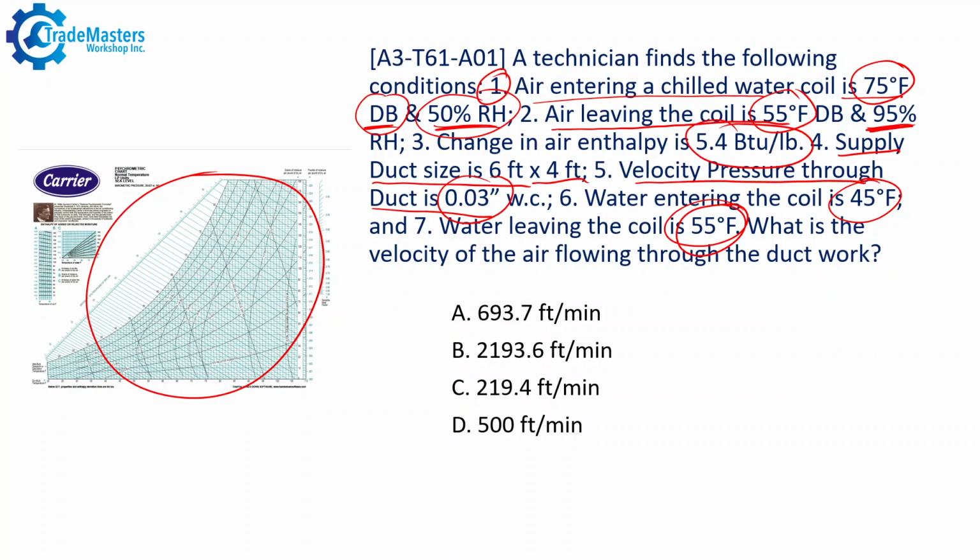So we have a series of questions based on these conditions of air moving across a chilled water coil. Let's think big picture. We know that the air is going to leave cooler with its conditions changed. We know that the water is going to leave the coil a little bit warmer, and its conditions have changed because, of course, heat transfer happens from the air to the water. And question number one says, what is the velocity of the air flowing through the ductwork? That's question number one.